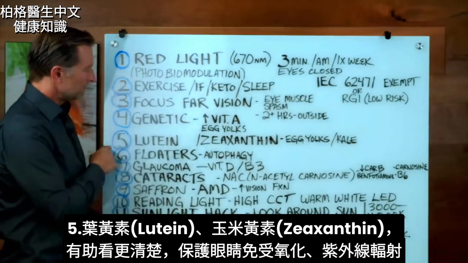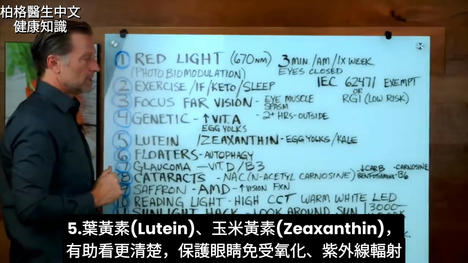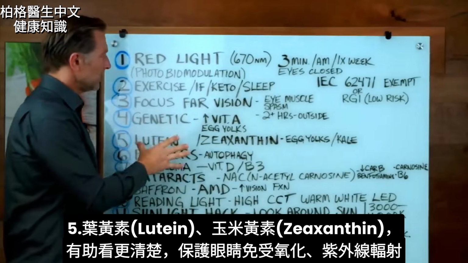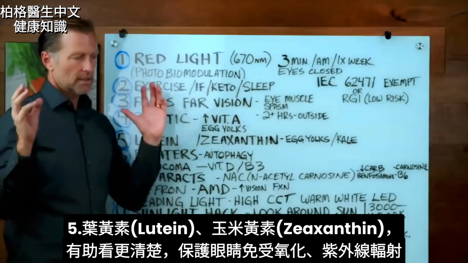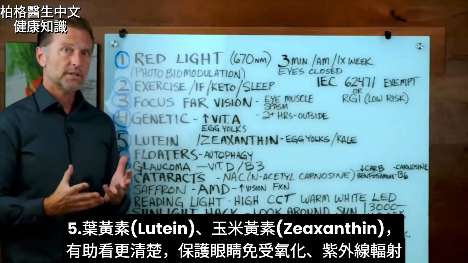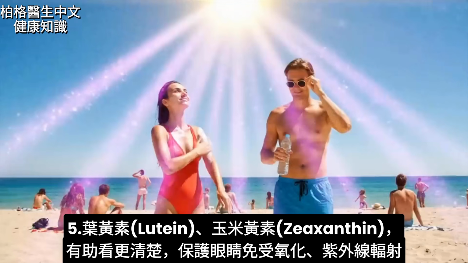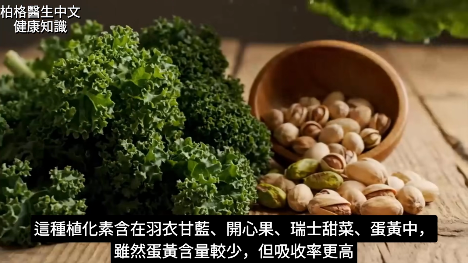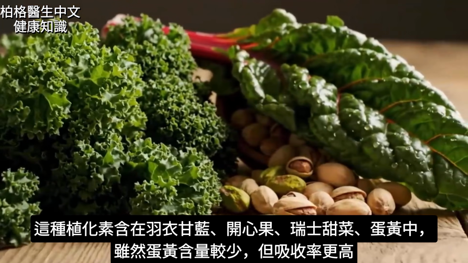Let's talk about number 5, lutein and zeaxanthin. Both of these can help you see better. Both of these protect the eye against oxidation. So they're very protective. They're very necessary. They also protect you against too much UV radiation. These 2 phytonutrients are also in kale, pistachios, and Swiss chard.